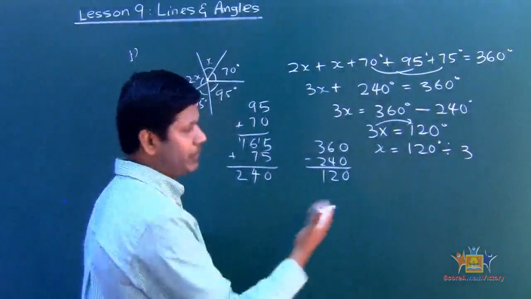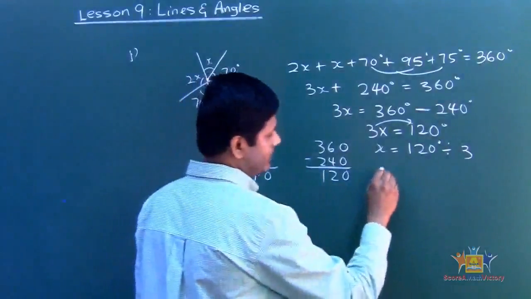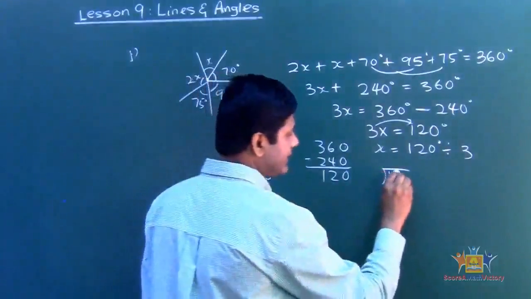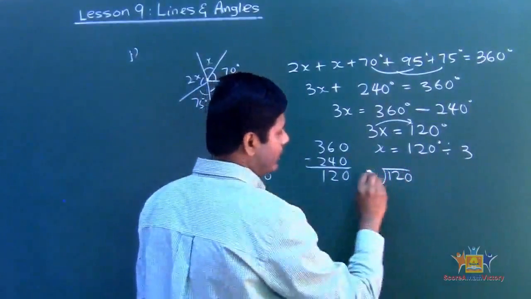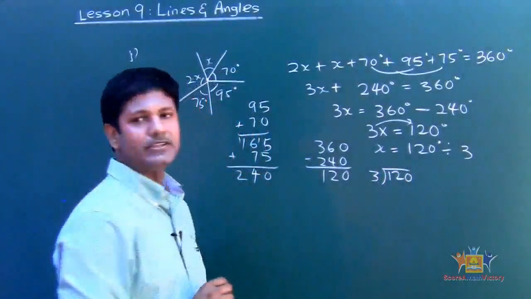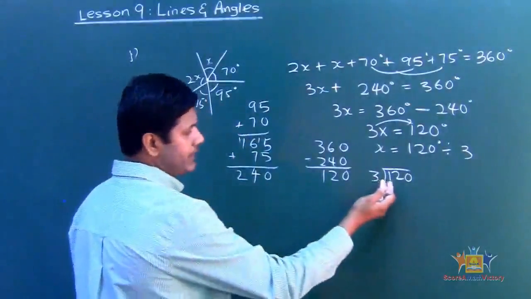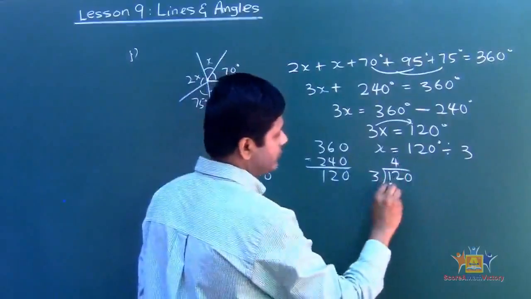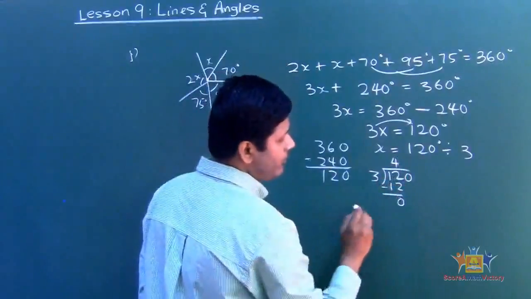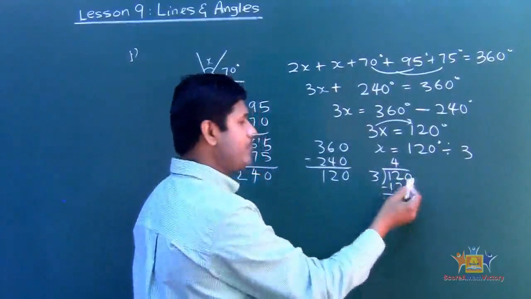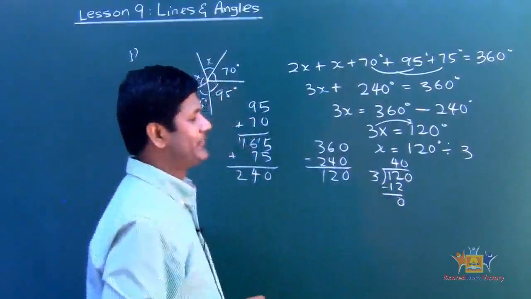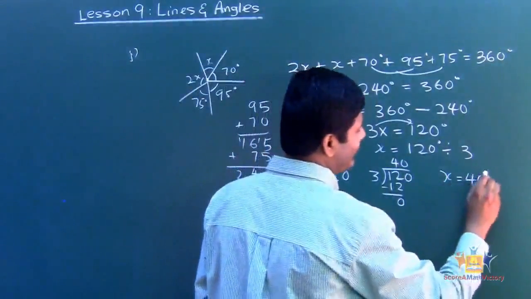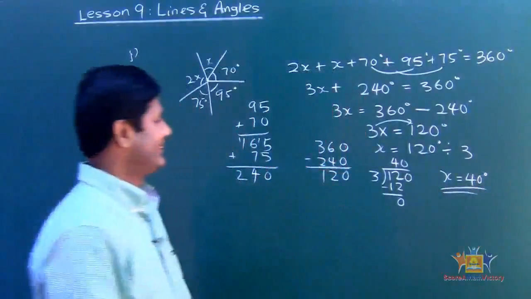So what method are we going to use? The long division method. I'm going to use the cage approach. 120 goes inside the cage, and 3 goes outside the cage. In 1 I cannot go, so take the next digit, 12. In 12 there's how many 3s? 4. 4 times 3 is 12, minus gives me 0. Because this one is down to 0, I bring the 0 up. There you go. So what does it tell you? x equals 40 degrees.